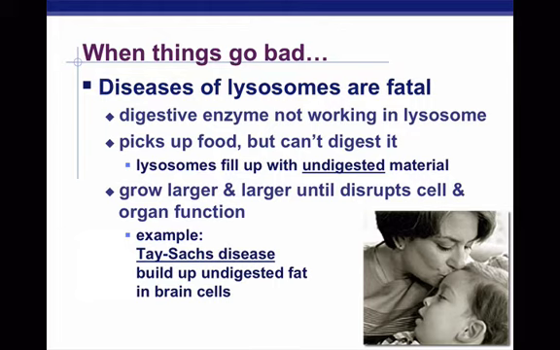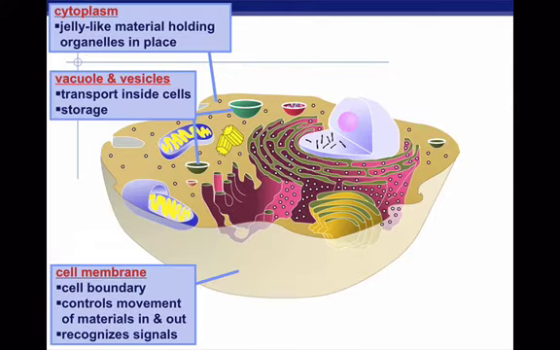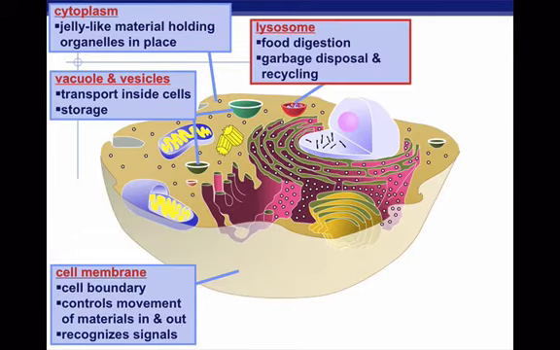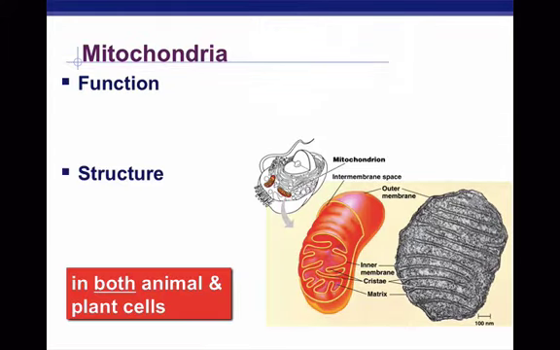So an example of this is a genetic disease called Tay-Sachs. The mom and the dad didn't have Tay-Sachs. They were carriers of the disease. And so there's a 25% chance their child would be born with it. And unfortunately, the child will die before they're 5 years old. It's a buildup of undigested fat in the brain cells and starts to liquefy the brain. So, lysosomes, food digestion, garbage disposal, and recycling.